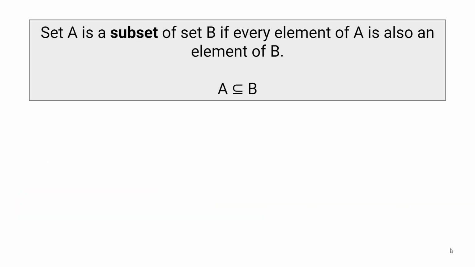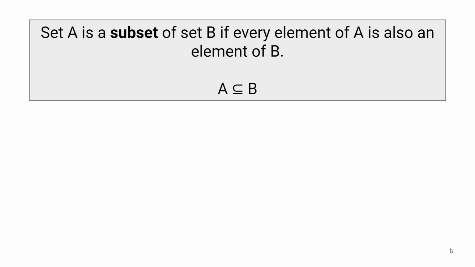Generally speaking, if A and B are sets, then A is a subset of B if every element of A is also an element of B. We use this notation, which looks a little like the less than or equal to sign, except it's rounded, to indicate that A is a subset of B.